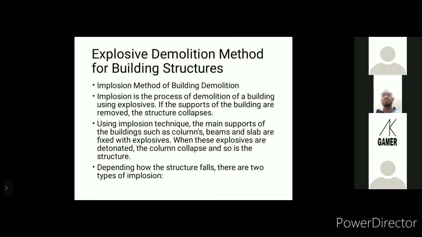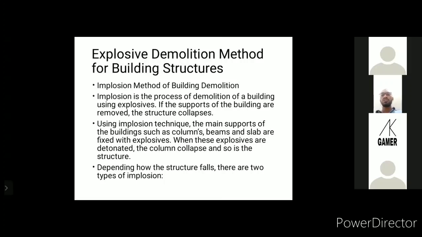Implosion is the process of demolition of a building using explosives. If the supports of the building are removed, the structure collapses. Using implosion techniques, the main supports of the building, such as columns, beams, and slabs, are fixed with explosives. When these explosives are detonated, the columns collapse, and so does the structure.